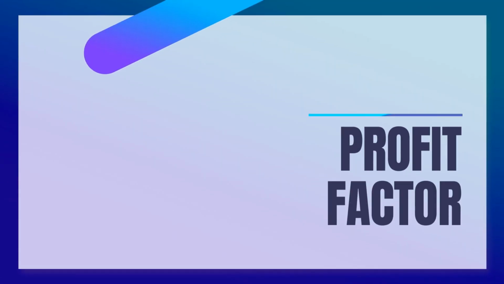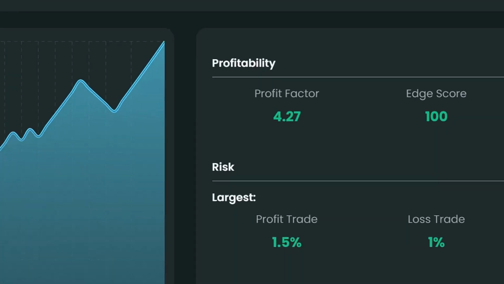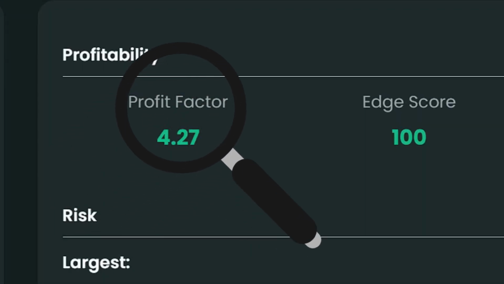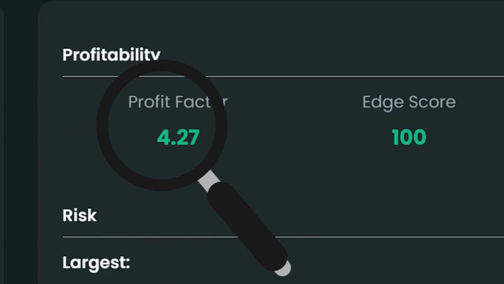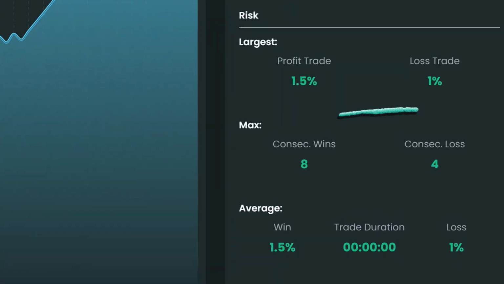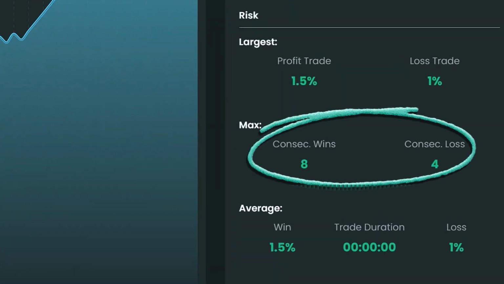The profit factor, which measures the ratio of gross profits to gross losses, came in at an impressive 4.27. This means that for every dollar we risk, we make $4.27 back on average. That's pretty awesome. During our backtesting, we also saw the strategy had 8 consecutive winning trades at its best, while the worst streak was 4 consecutive losing trades. That's a good indication of the strategy's consistency.